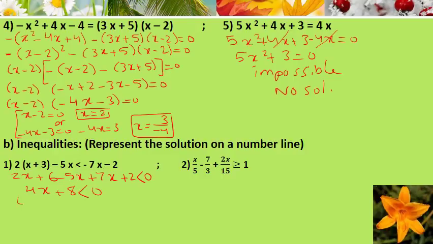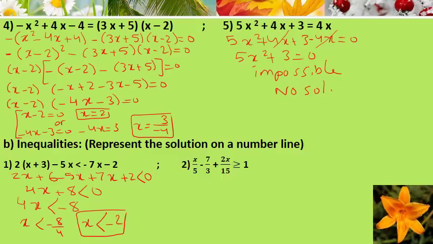Now we write 4x. We divide both parts by 4. We are dividing by a positive, so the sign is preserved. So x less than minus 8 over 4, x less than minus 2. This is the solution. Now the second one. Yes, Badia?